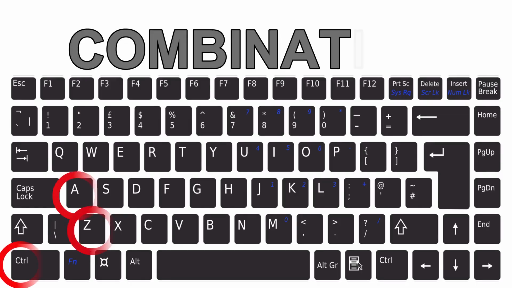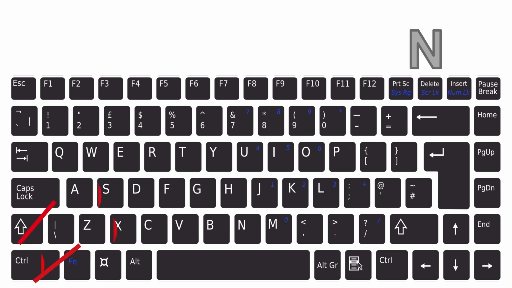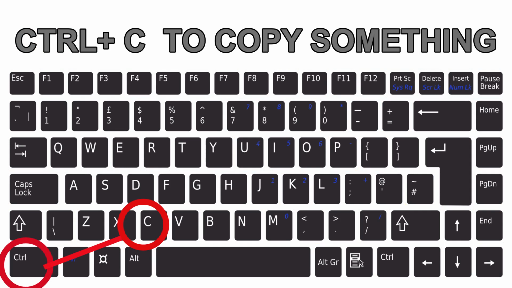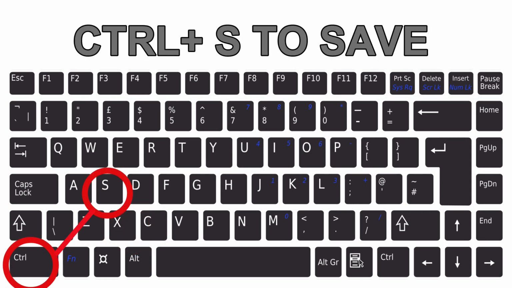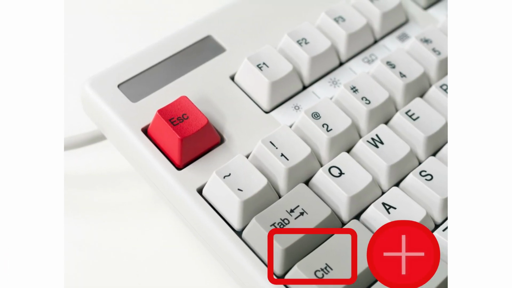A to Z Control plus combinations. Using the Control key, how many shortcut keys are you using? Most of us commonly use Ctrl+C to copy something, Ctrl+X to cut, and Ctrl+S to save. So here are some powerful Ctrl+ combinations that are going to help you a lot.